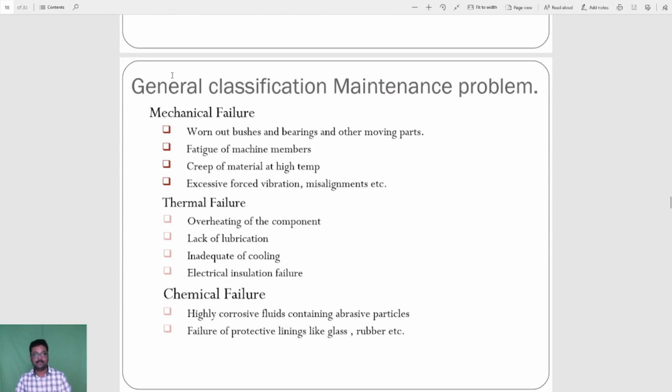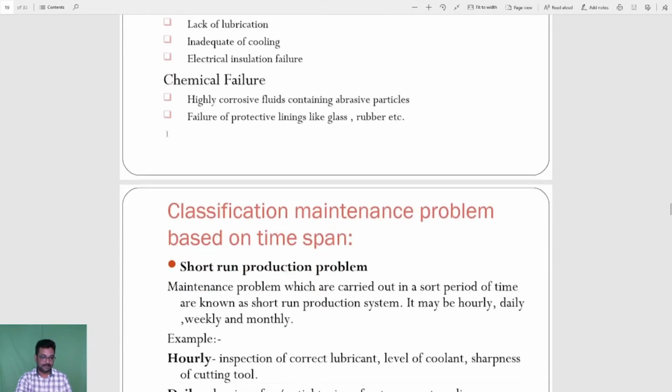Some failures here are creep of the material at high temperature and fatigue of members. Then thermal failures like overheating of the components, lack of lubrication, and inadequate cooling. Then chemical failures like corrosive and abrasive particles. Then failure of coatings like glass, rubber, etc.